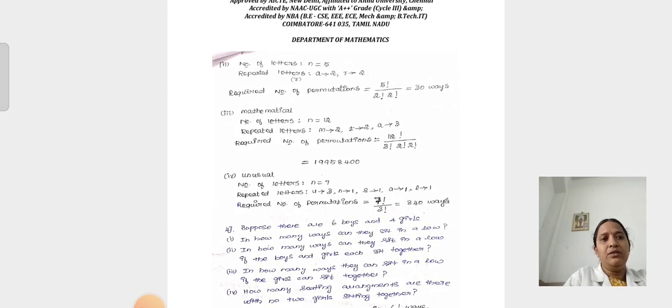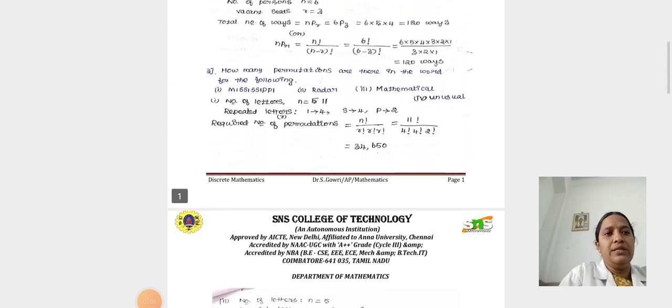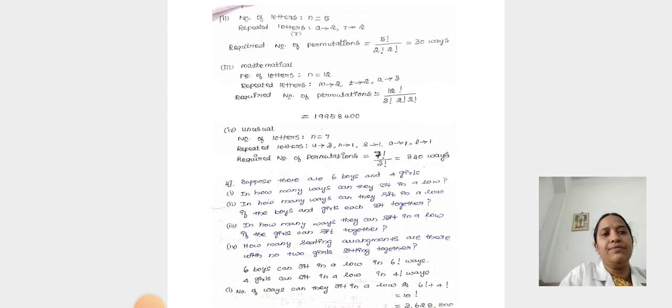Second option, radar. Here the n count is 5 and the repeated letters are a, 2 times, and r, 2 times. So the required number of permutations is 5 factorial by 2 factorial into 2 factorial. So totally we have 30.